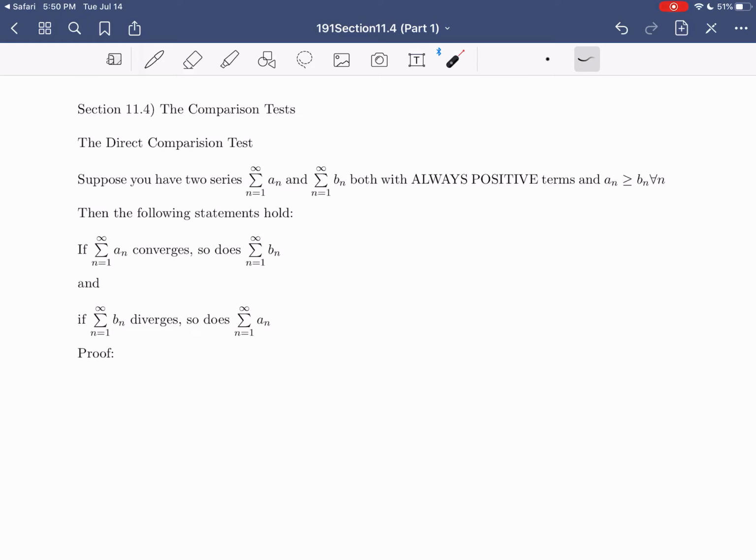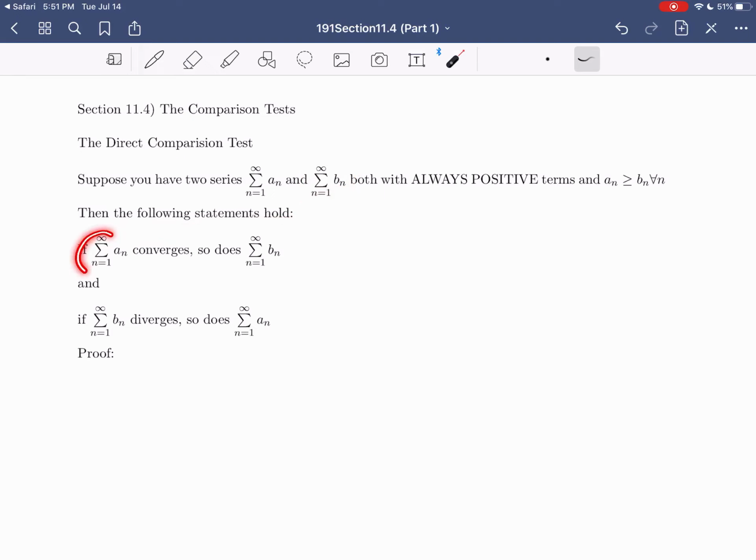So the direct comparison test says, suppose you have two series: the sum from n equals 1 to infinity of a sub n and the sum from n equals 1 to infinity of b sub n. The only condition is that they both have always positive terms, so all of the terms of the sums have to be positive. The second condition is that the terms of this series are always larger than the terms of this series. So you can think about it, in my notation, that the series a sub n is the larger series and the series b sub n is the smaller series. Then, with always positive terms and the terms of a sub n larger than those of b sub n, the following two statements hold.